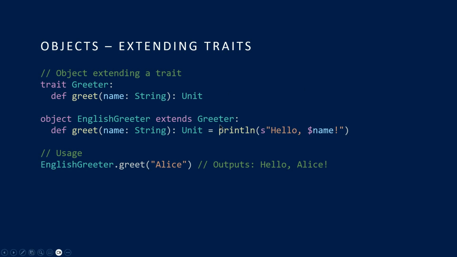So here I've extended greeter to have more functionality. Here we have this greeter method now, which is actually going to print out the name, which is introduced when we call this method against English greeter. So greet Alice outputs hello Alice.